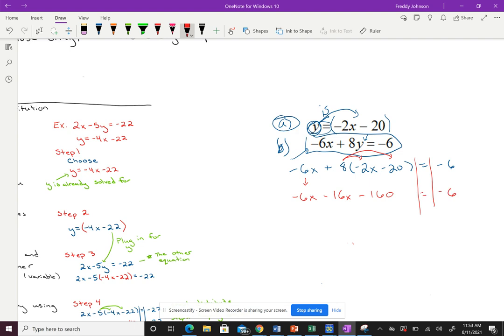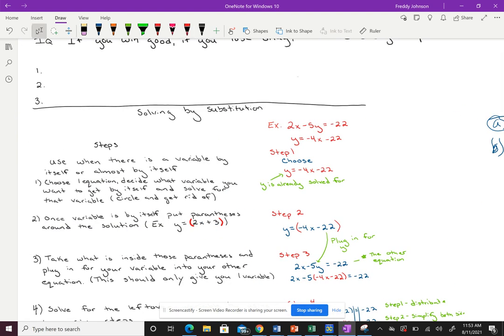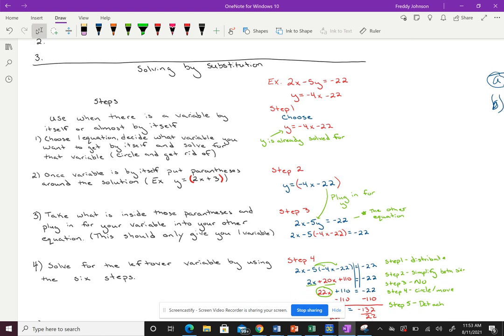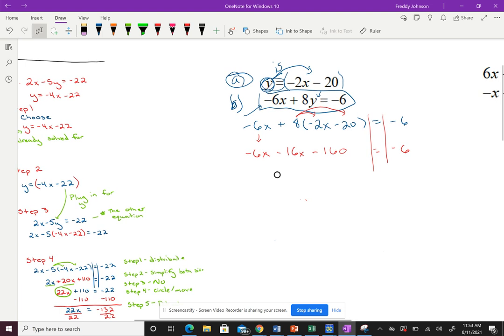Okay. And so this is really just step 2. We already plugged it in. Now what we're going to do is we're going to solve for that one variable. All right, so that's what we're doing. We're just solving for that one variable.